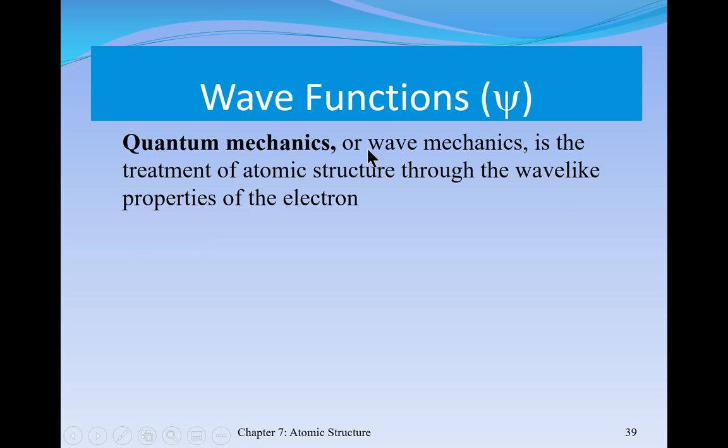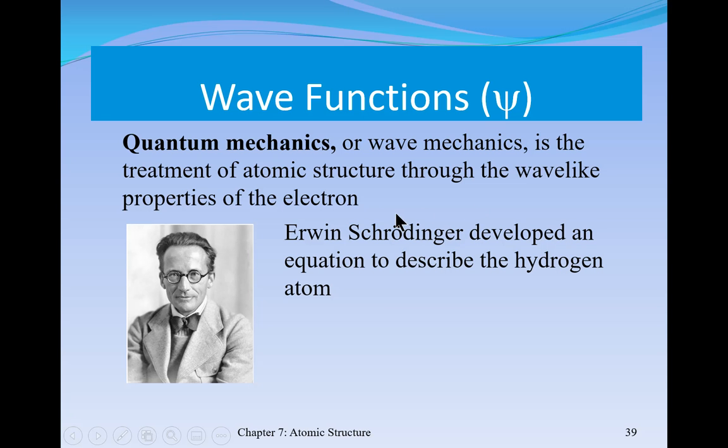And basically the treatment that is involved here is the electron properties being displayed or treated as a wave-like behavior. All right, that's the type of behavior that electrons will display. And this guy, a German by the name of Erwin Schrodinger, he developed an equation that is used to describe the behavior of electrons in an atom.